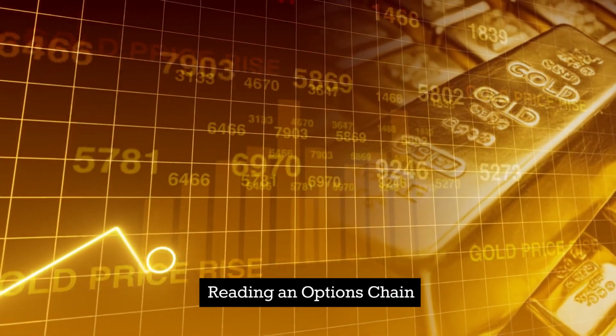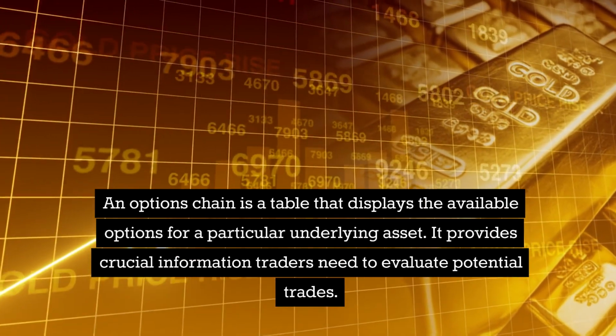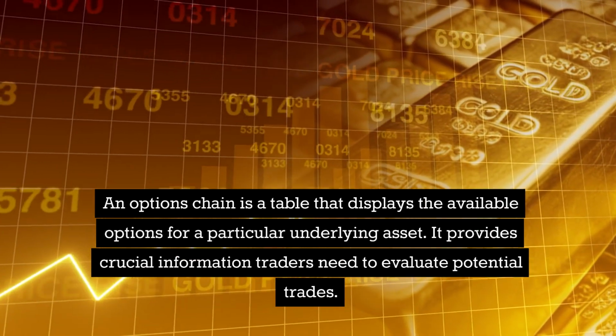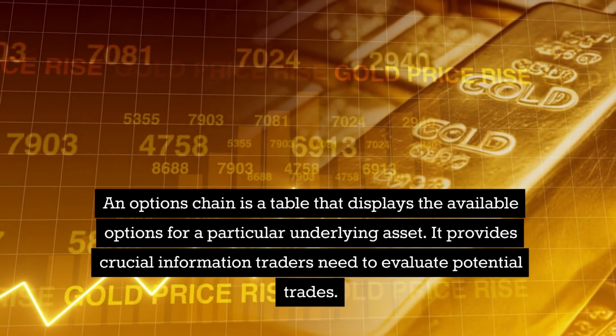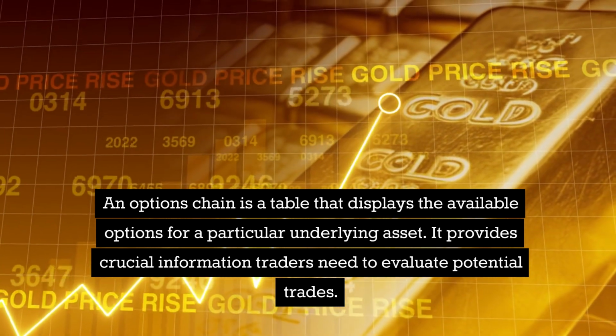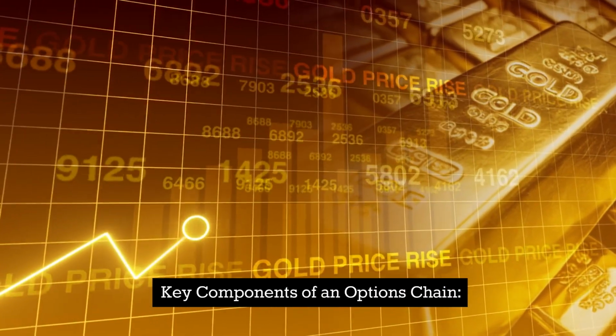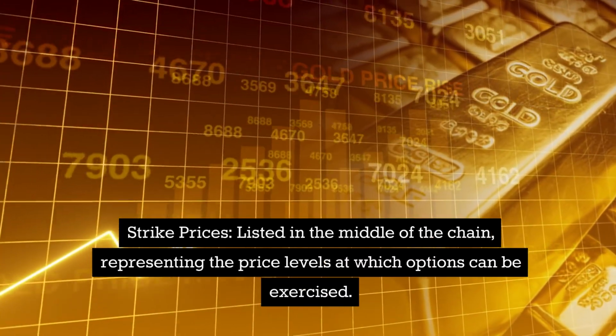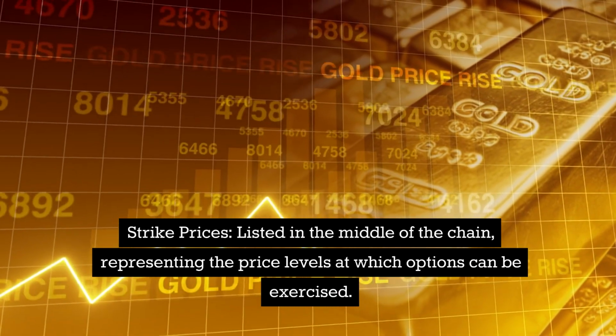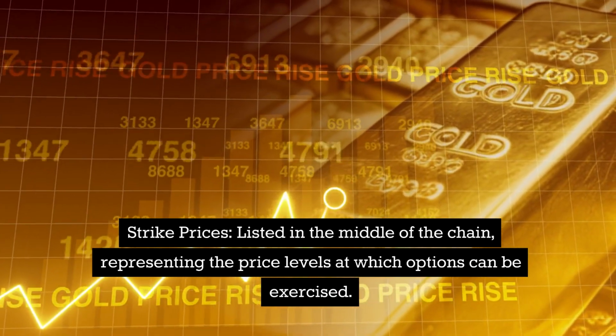Reading an options chain. An options chain is a table that displays the available options for a particular underlying asset. It provides crucial information traders need to evaluate potential trades. Key components of an options chain: strike prices, listed in the middle of the chain, representing the price levels at which options can be exercised.